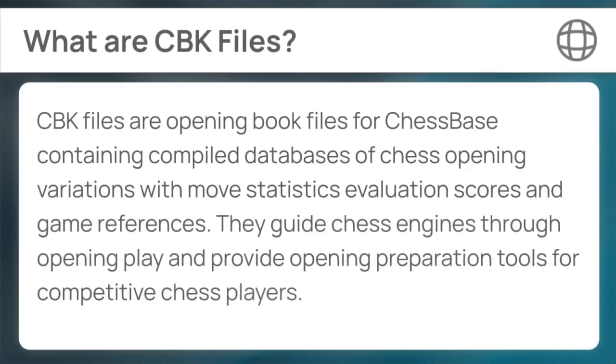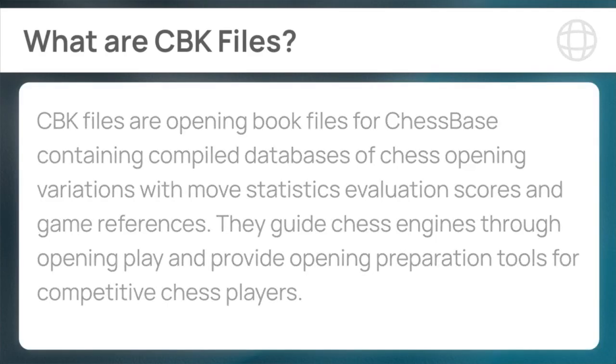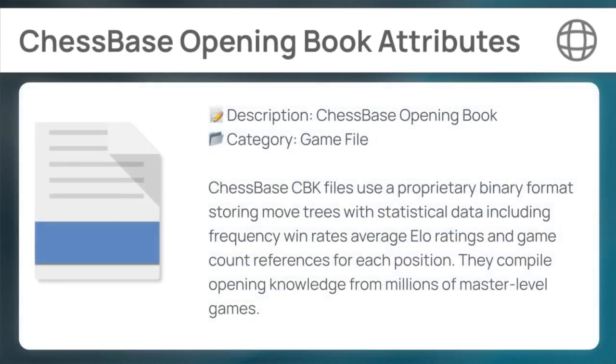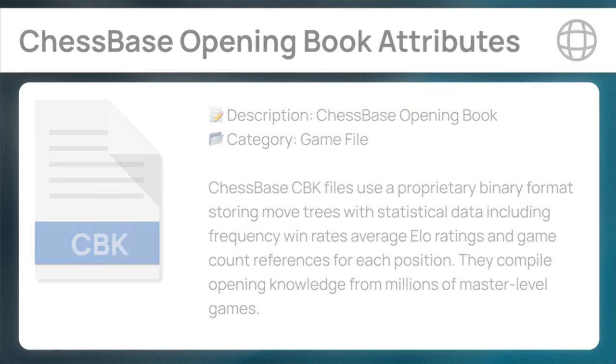CBK files are opening book files for ChessBase containing compiled databases of chess opening variations with move statistics, evaluation scores, and game references. They guide chess engines through opening play and provide opening preparation tools for competitive chess players. ChessBase CBK files use a proprietary binary format, storing move trees with statistical data, including frequency, win rates, average ELO ratings, and game count references for each position. They compile opening knowledge from millions of master-level games.